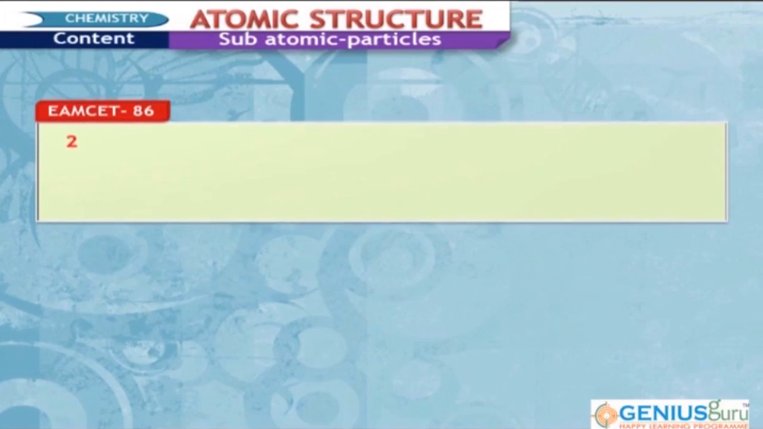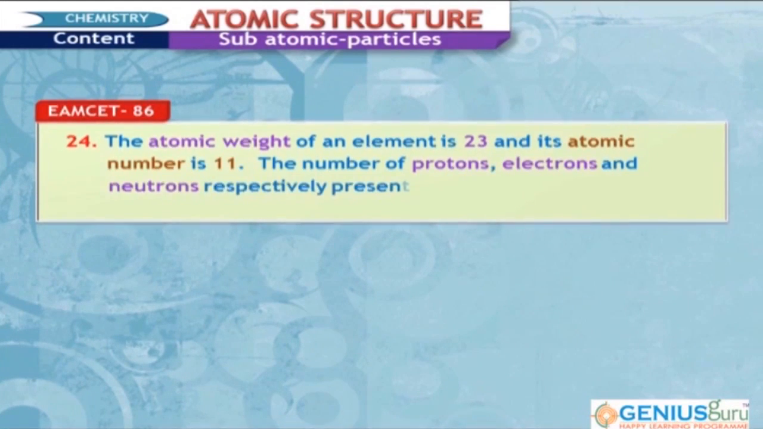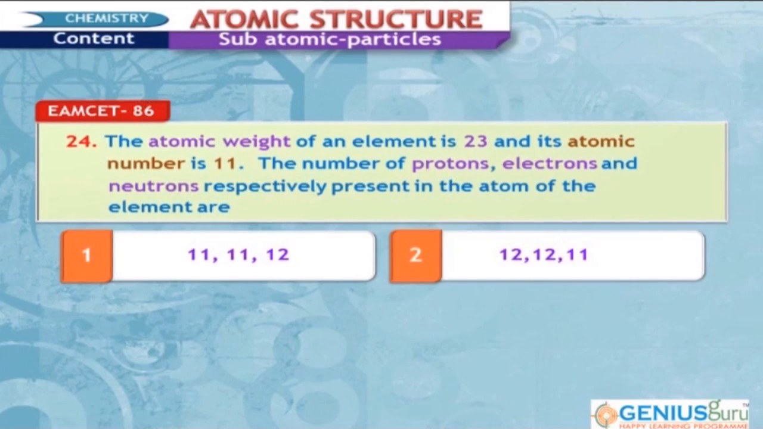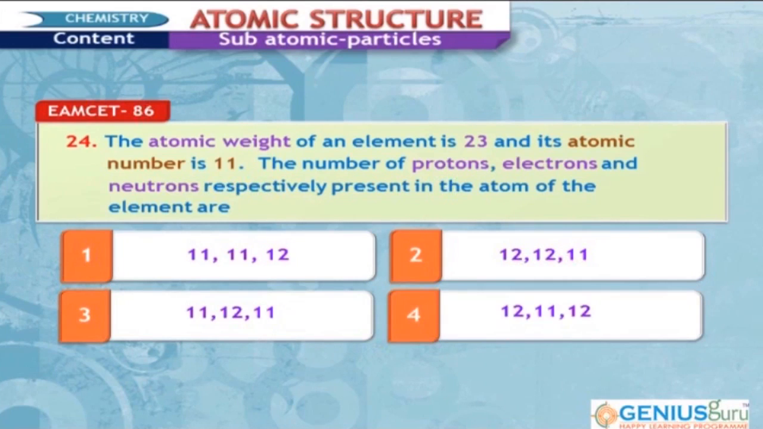The next question is, the atomic weight of an element is 23 and its atomic number is 11. The number of protons, electrons and neutrons respectively present in the atom of the element are. Here are the options: the first one is 11, 11 and 12. Second one is 12, 12 and 11. Third one is 11, 12 and 11. And fourth one is 12, 11, 12.